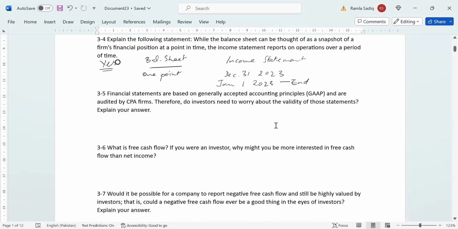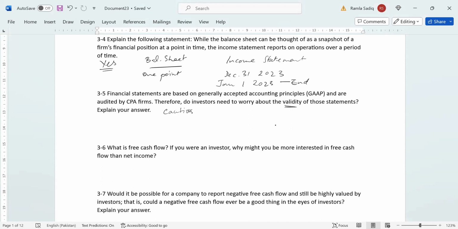Next, when we say the financial statements are based on generally accepted accounting principles and are audited by CPA firms, therefore, do investors need to worry about the validity of those statements? Explain your answers. Now, the purpose of the audit is entirely different, and the purpose of an investor looking at the financial statements is very, very different. So essentially, investors need to be cautious. They need to be cautious when they review financial statements.